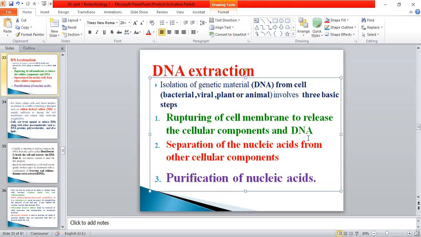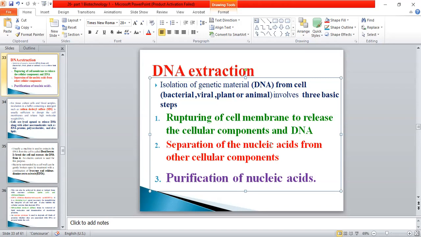So we have to rupture the cell wall and also enter the nucleus. The first point is rupturing of the cell membrane to release the cellular components and DNA, and the second is separation of the nucleic acid from the other cellular components, because all the components are present inside. We need only the nucleic acid, so you have to separate it from the other cellular components. We need only the DNA molecules.